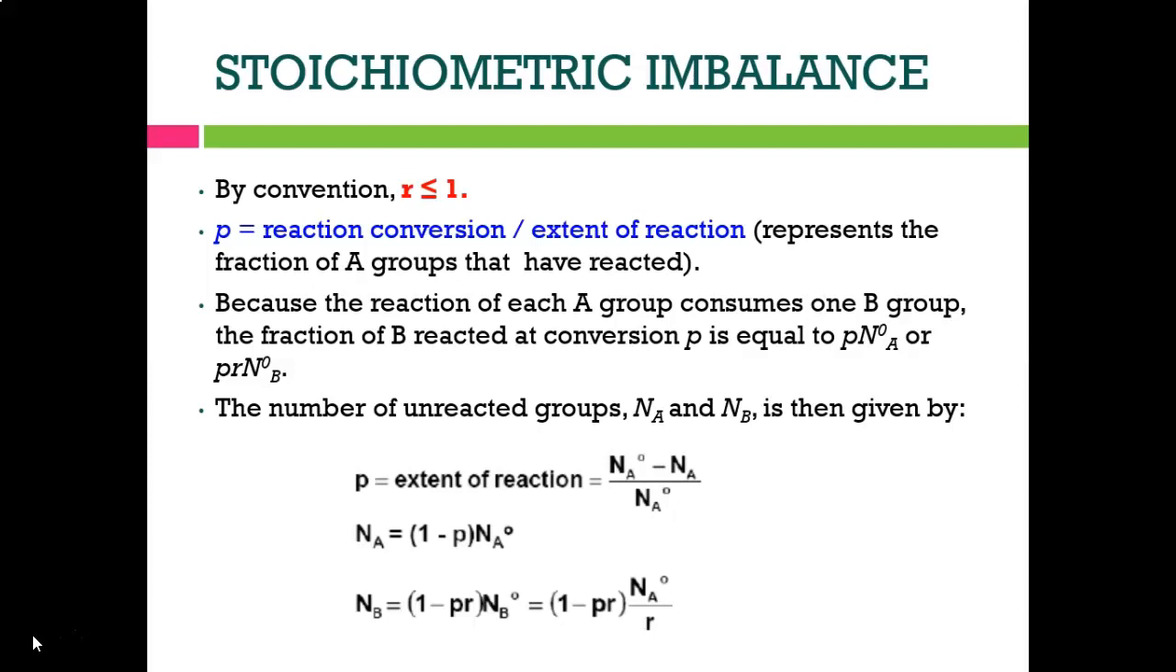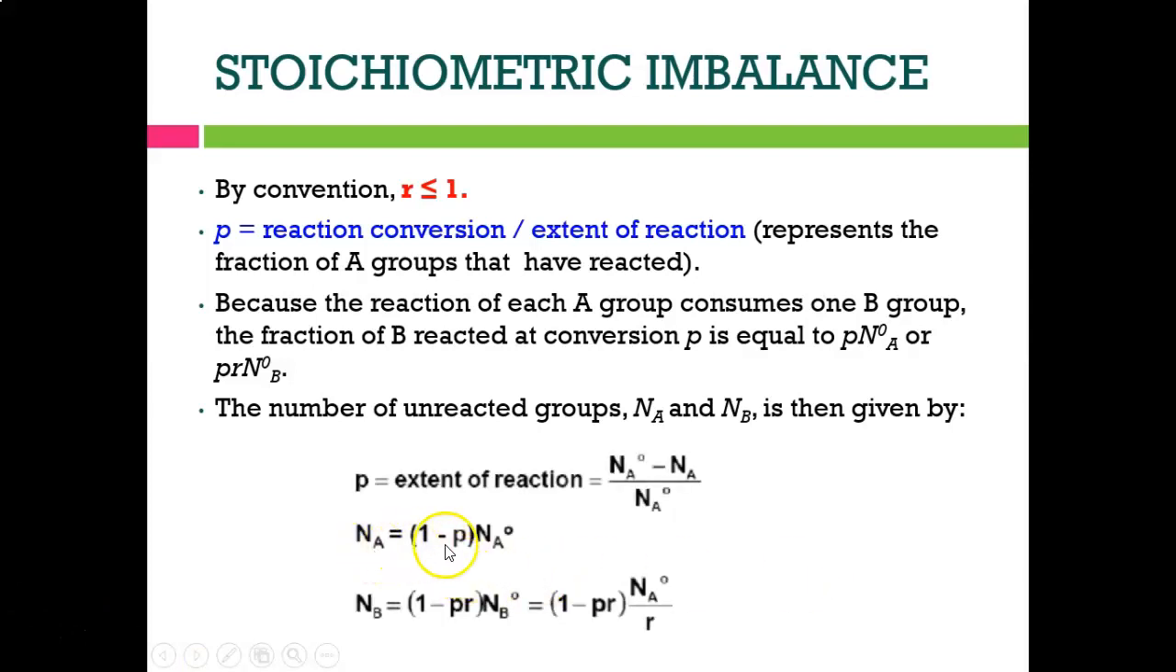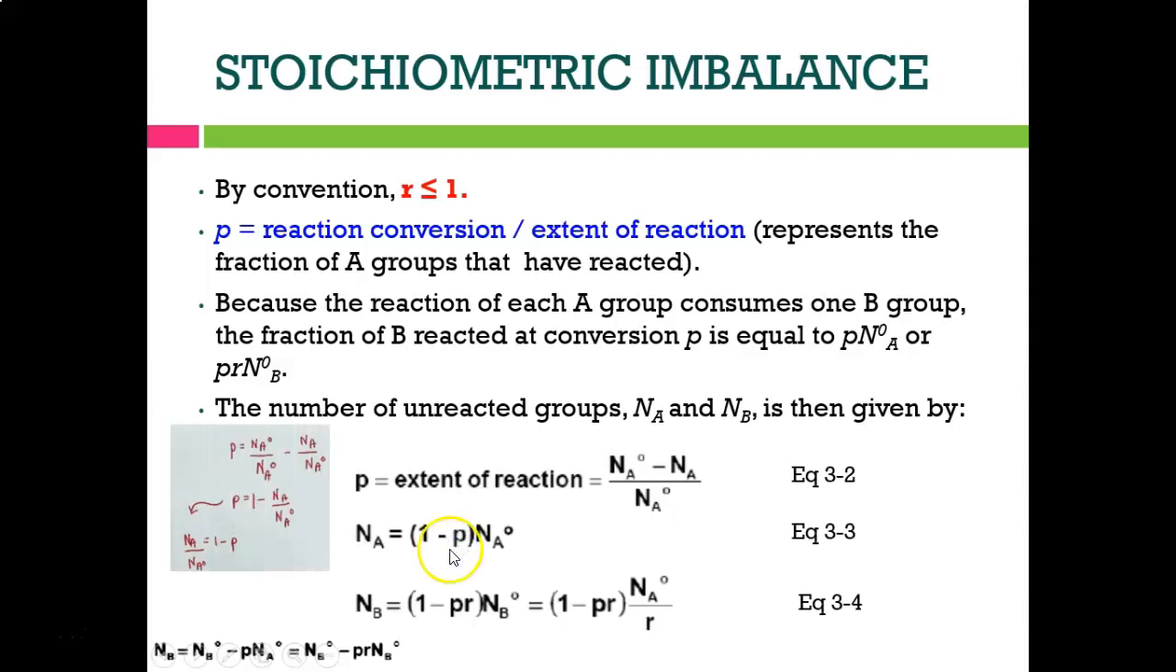And the number of unreacted groups, in terms of the initial number of functional groups A and B, is then given by P equal to Na naught minus Na over Na naught. So what is Na? Na is the number of unreacted functional groups A. You must be wondering how we get Na equals 1 minus P times Na naught. Just recall our previous lecture, where P equals Na naught minus Na over Na naught. So we can get Na over Na naught equals 1 minus P.